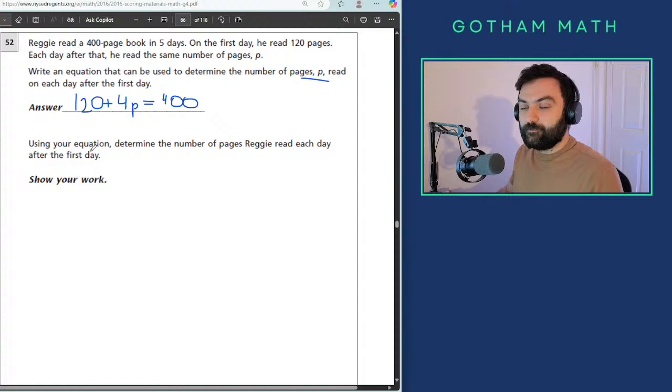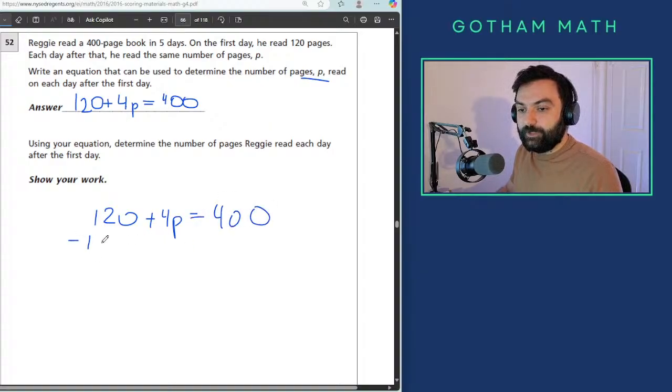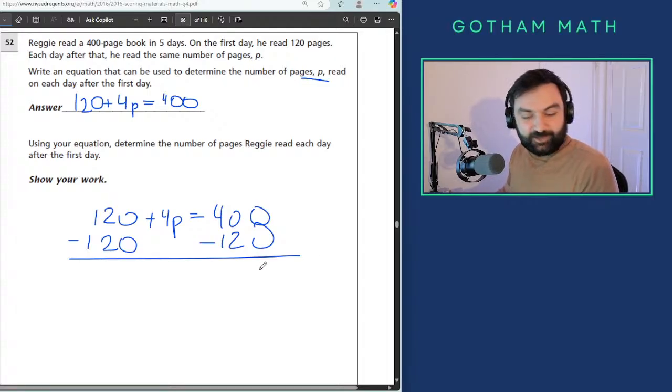Just saying, it can't be 12. And that's it. Using the equation, determine the number of pages that Reggie read each day after. And now we have to solve that equation. So again, first day plus 4 days times p pages each day equals 400. So the first step would be subtract. The only thing is, how come with the first grade stuff? This is kind of like an algebra thing to do, to create an equation first, right? And then to solve the equation algebraically, right?